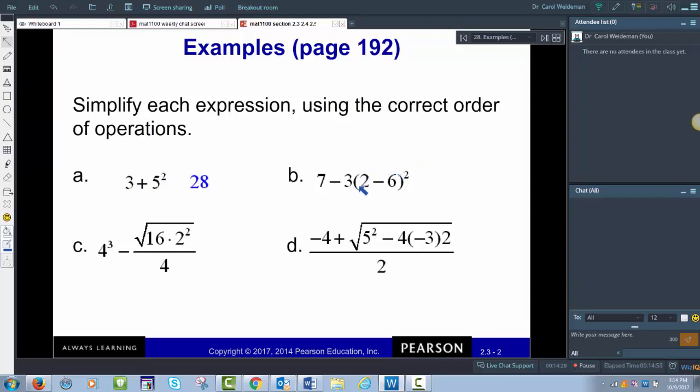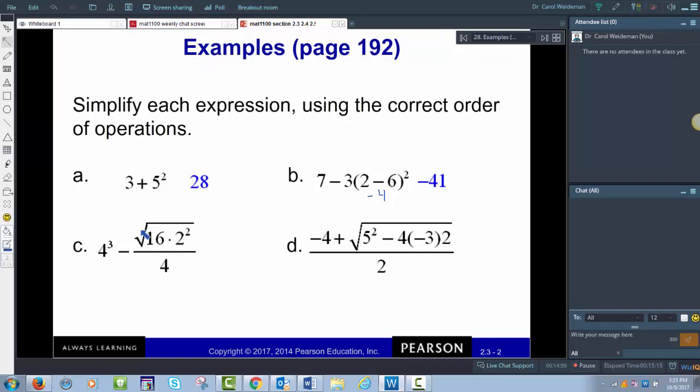Here we want to simplify inside of the parentheses. So 2 minus 6 gives us negative 4. Still in the parentheses, we're going to square that, which is going to give us 16. 16 times 3 is 48. 7 minus 48 gives me negative 41.